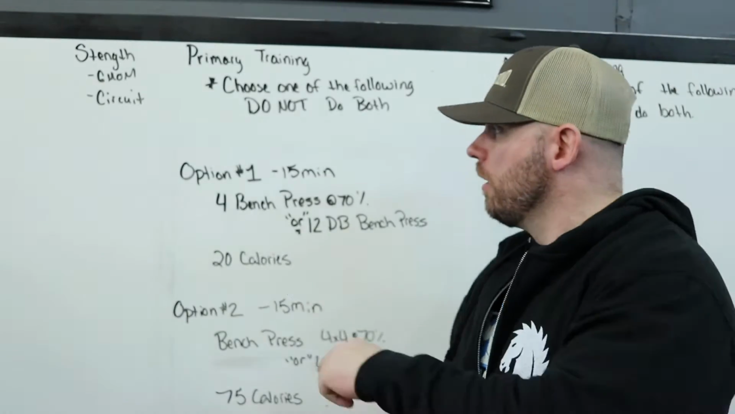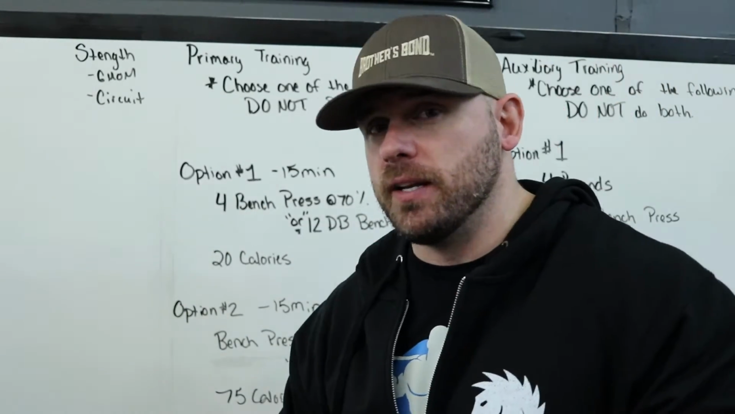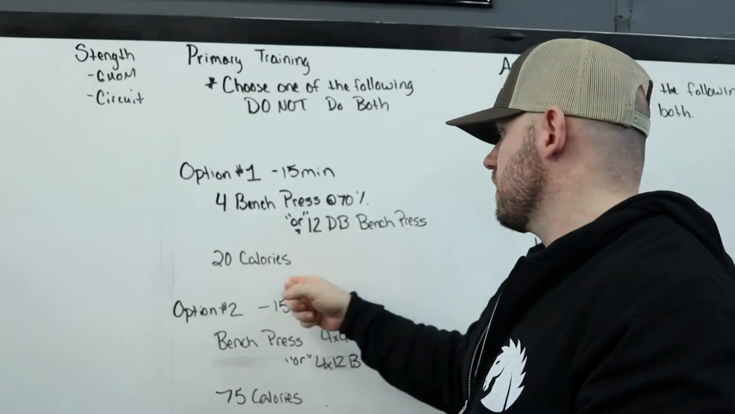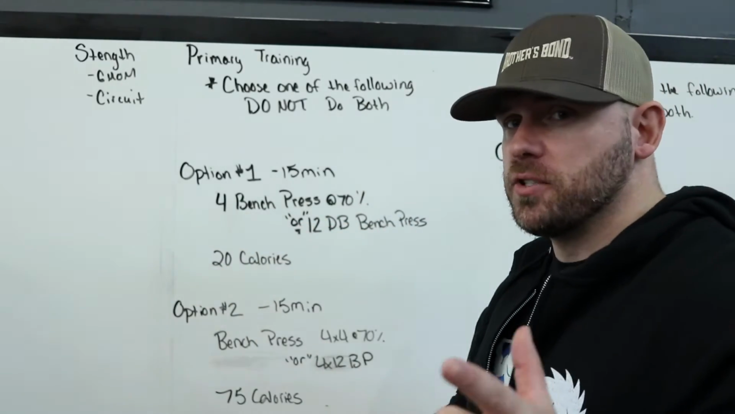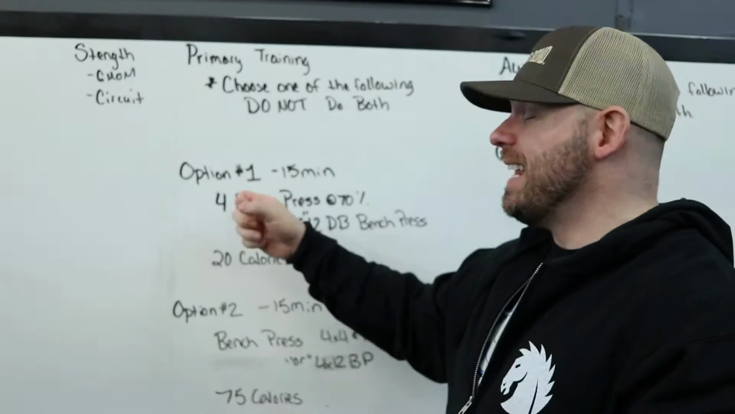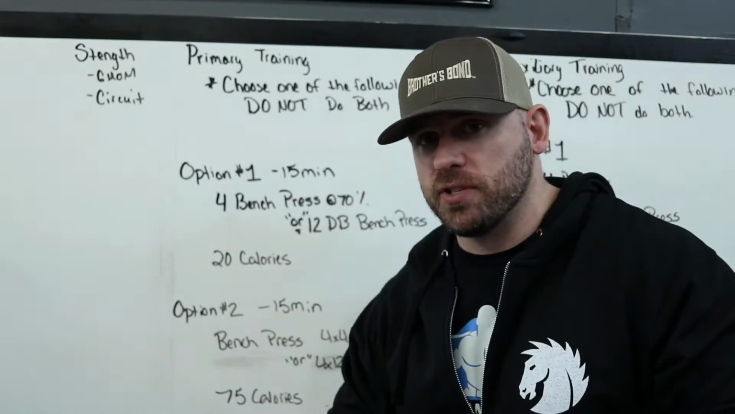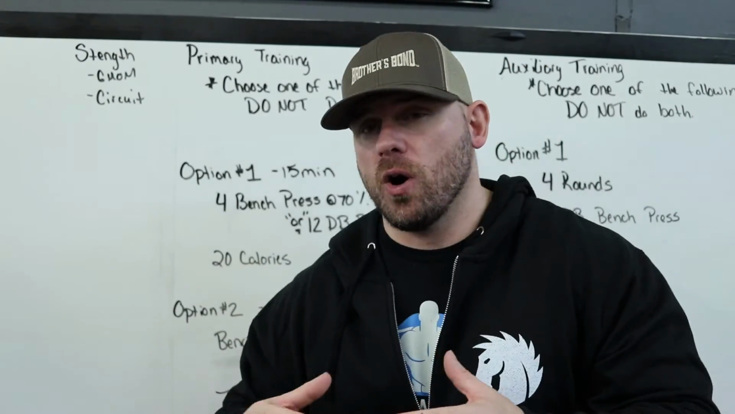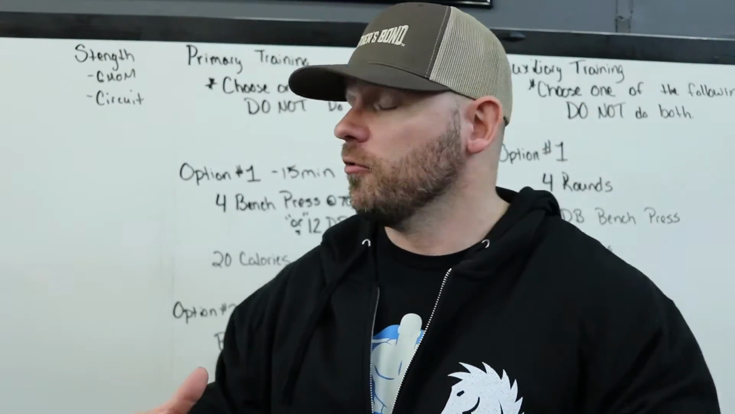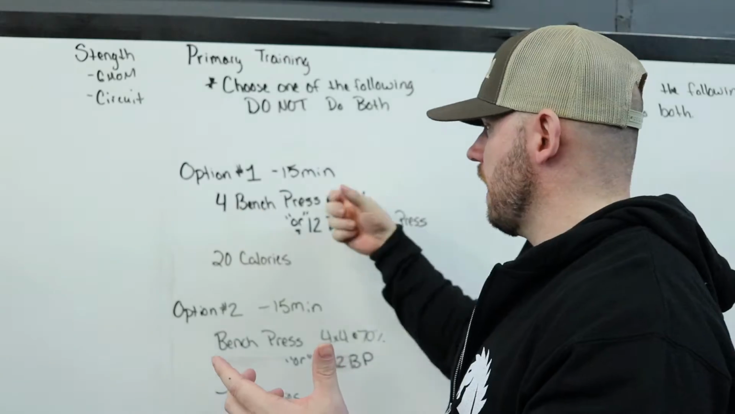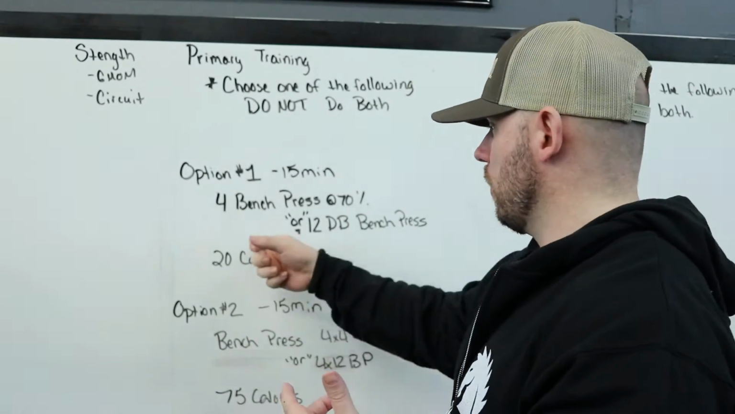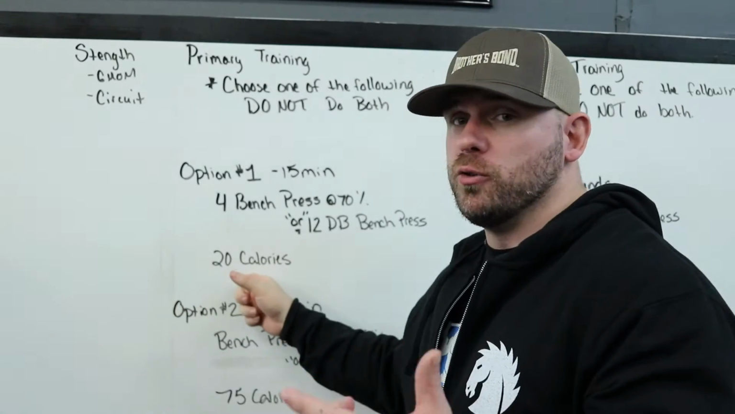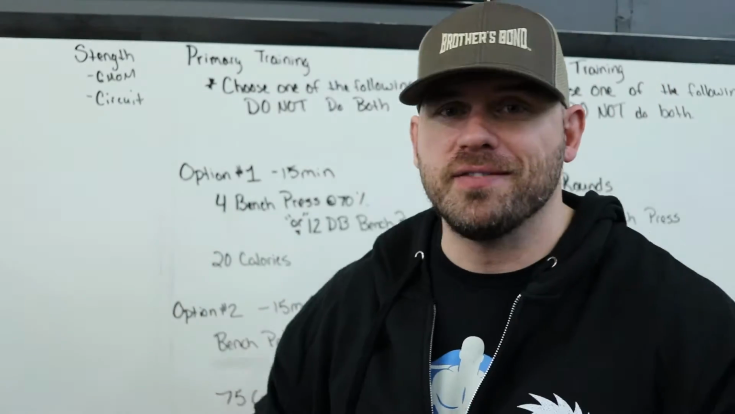Primary training, choose one of the following. Do not do both. Option number one, for 15 minutes: 4 bench press at 70% or 12 dumbbell bench press, and then 20 calories. Okay, let's break that down real quick. You can either do A, 4 bench press at 70%, or B, 12 dumbbell bench press. The first exercise that is written is always the recommendation. I understand that not everybody that purchases a template from our training is going to have access to a barbell and a bench press, but hopefully they have access to dumbbells, so they can choose one or the other. Either one they choose, they would do 20 calories after, and they'll repeat that for a 15-minute cycle.